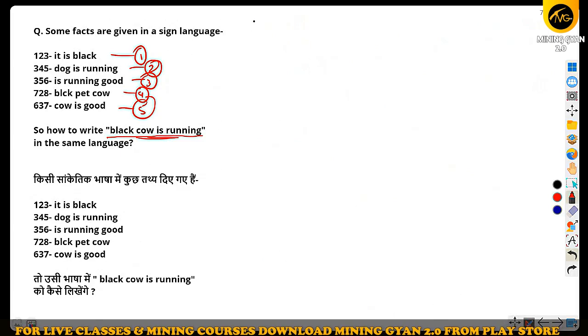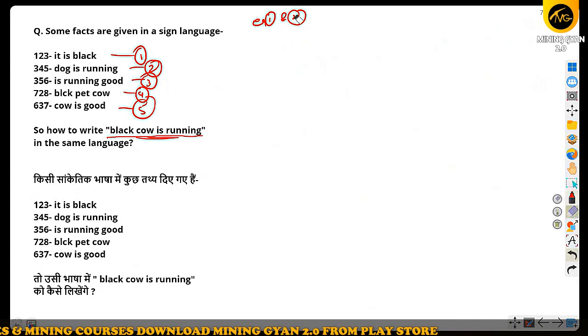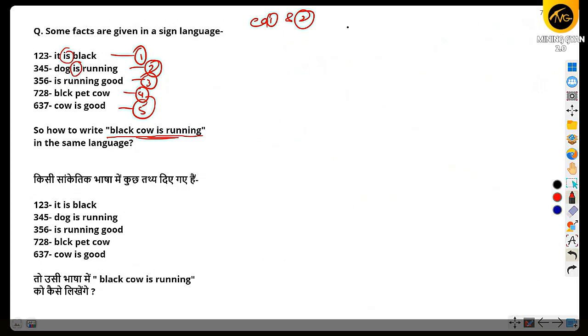Comparing equation number 1 and equation number 2, 3 is common. By using equation number 1 and 2, the 3 is the number which is common in both the equations, and the word "is" is common in both the equations. So that's why 3 is used for the word "is".